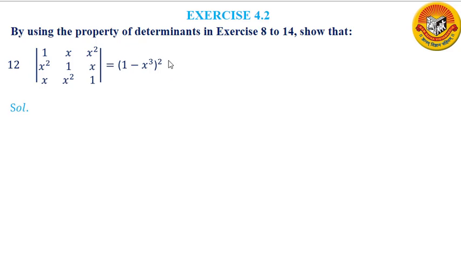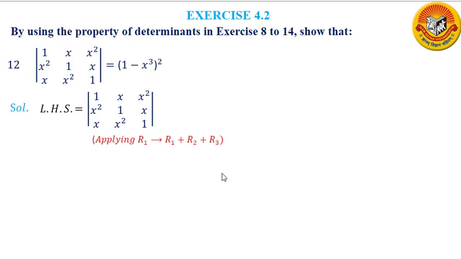Now the formula for a cube minus b cube is (a minus b) in one bracket, and in the second bracket a square plus ab plus b square, right? So in the case of 1 and x cube, it is (1 minus x) in one bracket, and in the second bracket it is 1 plus x plus x square. Now we are getting 1 plus x plus x square here in the first row or in the first column. So accordingly on the first row I will apply R1 plus R2 plus R3.